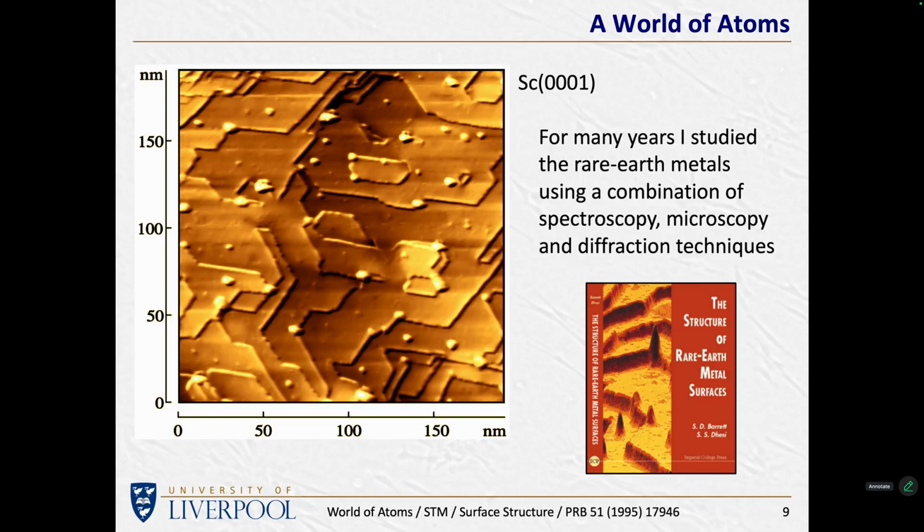This is a scanning tunneling microscope image of a particular surface of a metal called scandium, and I worked on that metal and many others in the family called rare earth metals. I studied these metals for quite a long time using a combination of the sort of microscopy we've already been looking at, but I also used spectroscopy using light of various wavelengths, typically ultraviolet light, and also some diffraction techniques. Diffraction means firing particles at a surface and seeing how they behave when they come back off the surface, and the patterns they make tell us about the arrangement of atoms on the surface.